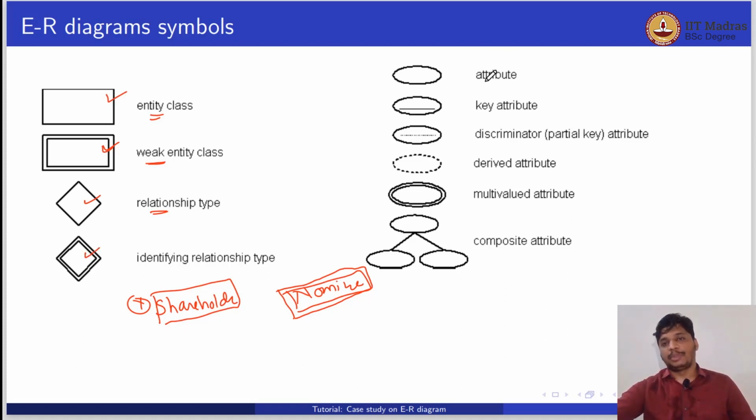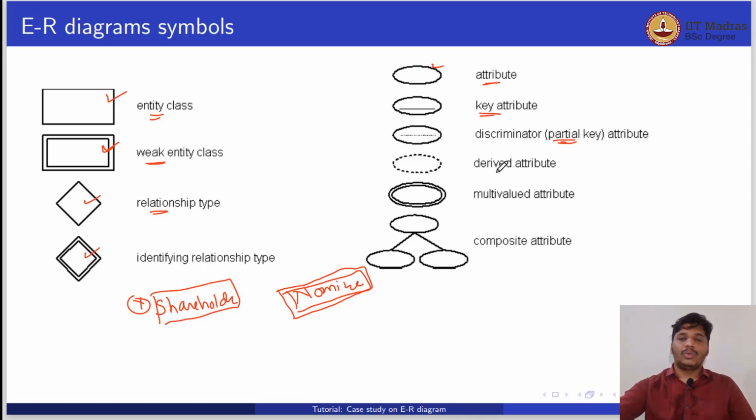So what are the attributes we already discussed? It is represented by an ellipse, and key attributes are represented by an ellipse with the underline. Discriminator and partial key attributes are represented by an ellipse with the dotted line. Basically, partial key is used to represent weak entity class.